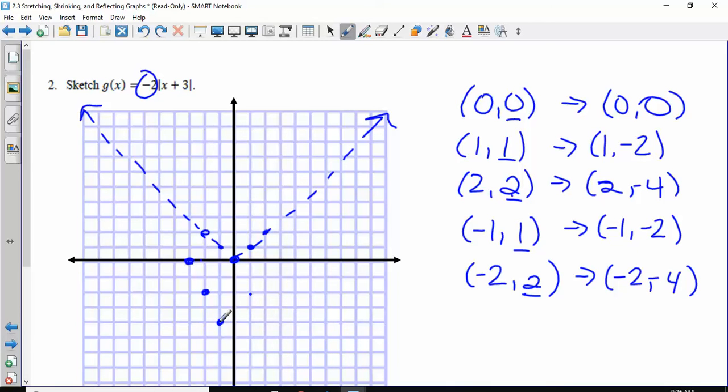And then left 3. Do you have to have 5 points? No, only 3. I just put extra to show it. So negative 1, 1 would go to negative 1, negative 2. And then left 3. Negative 2, 2 would go to negative 2, negative 4. And left 3. So we get a skinnier upside down graph. Minimum of 3 points on both the parent and the final one.